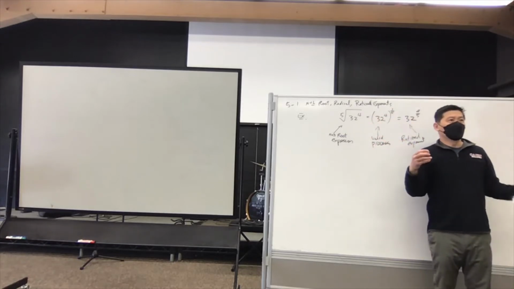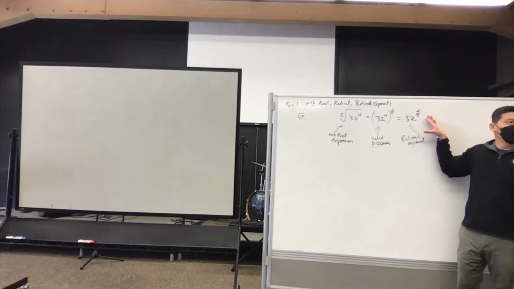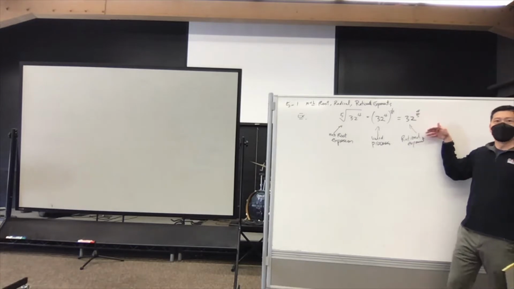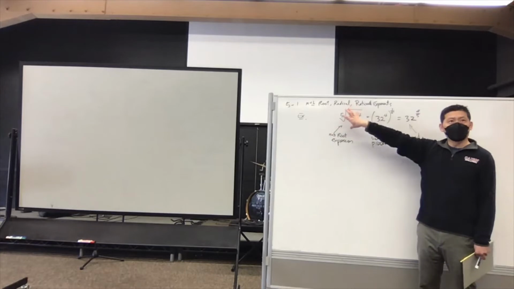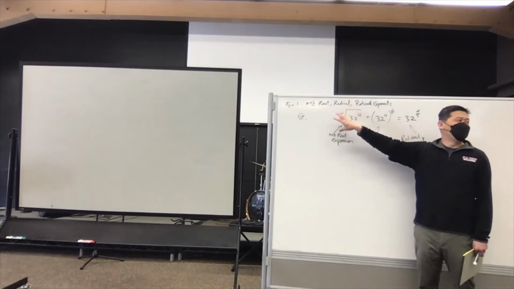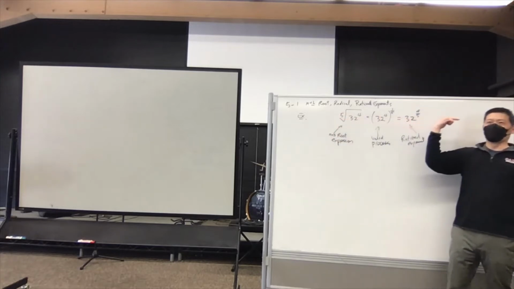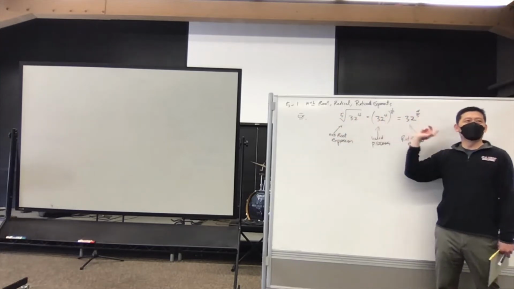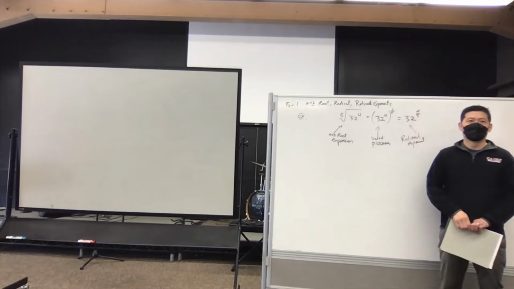Sometimes on a test, you'll be given this and told, rewrite this into radical. Then you go this direction. Does that make sense? And sometimes you'll be given this, write it as a rational expression. You say, oh okay, then I go this direction. You have to be able to comfortably navigate between the two. Get it? Question? No question.